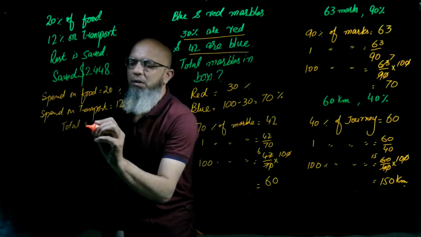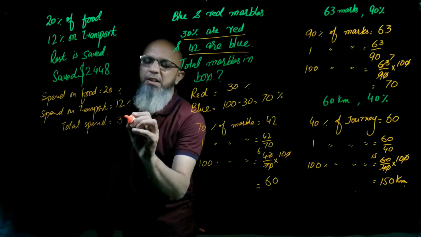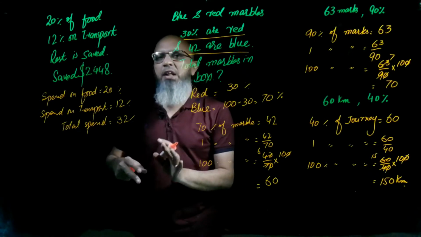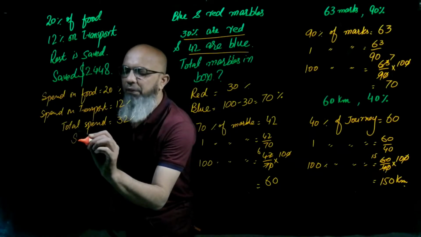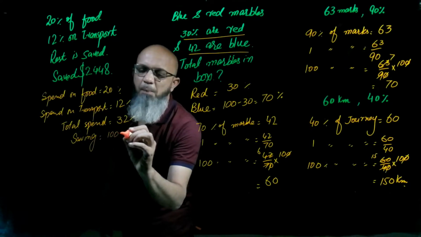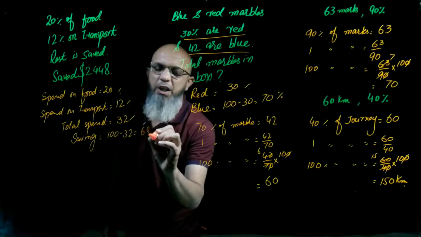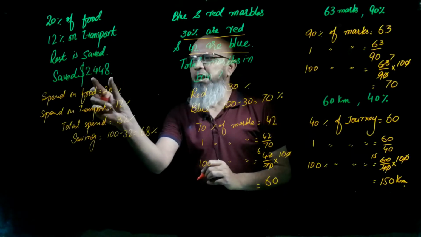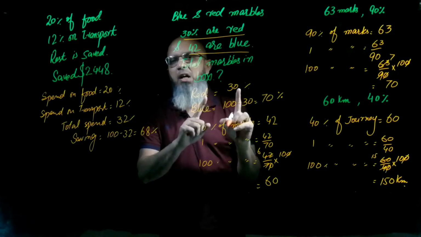So total spend, you will add these two, that is 32%. It means the rest of the percentage is her saving, right? So the saving percentage, easy, not so difficult. You can subtract, that is 68%, right? Now 68% is $2,448. What will be the 100%?